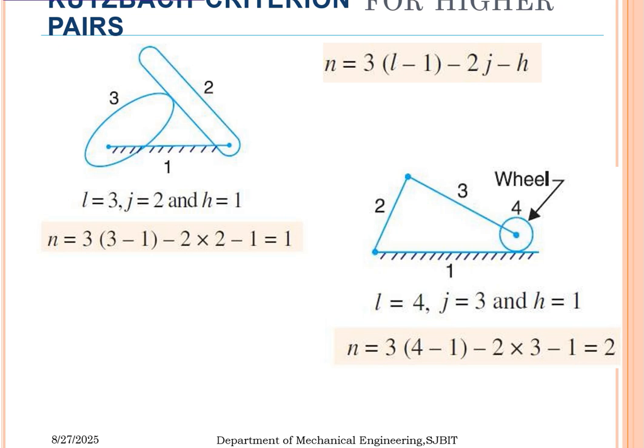Further, if we consider a wheel constrained with respect to one end, the number of links is 4, the number of elements with lower pair is 3, and the number of elements with higher pair is 1. The wheel at the surface is considered as a higher pair. The 1, 2, 3 here are lower pairs, with the links having joints. So here the degree of freedom is 2. Like this, you'll be able to apply the criterion for higher pairs.